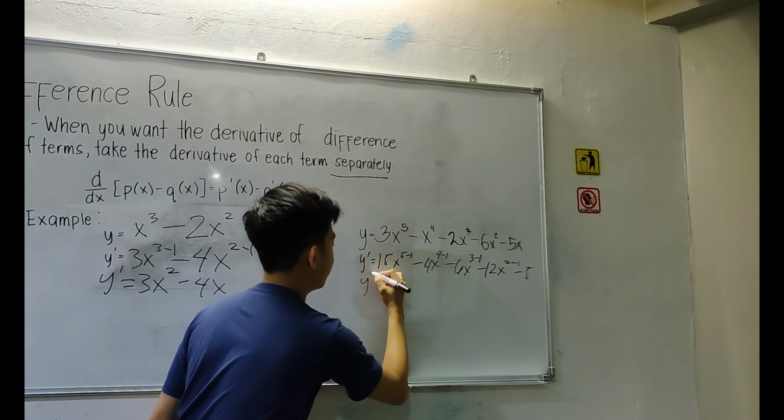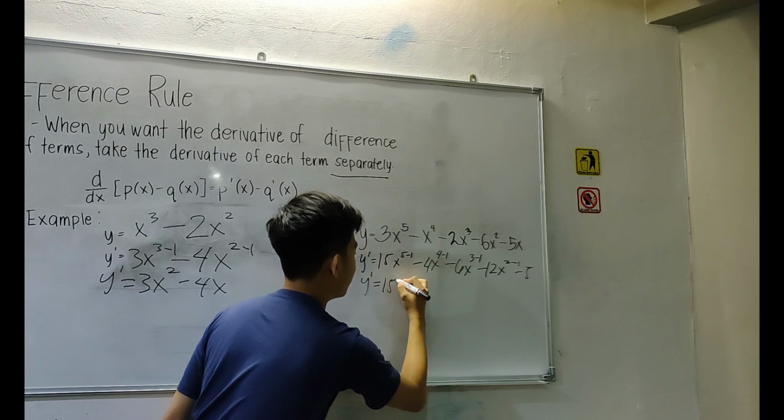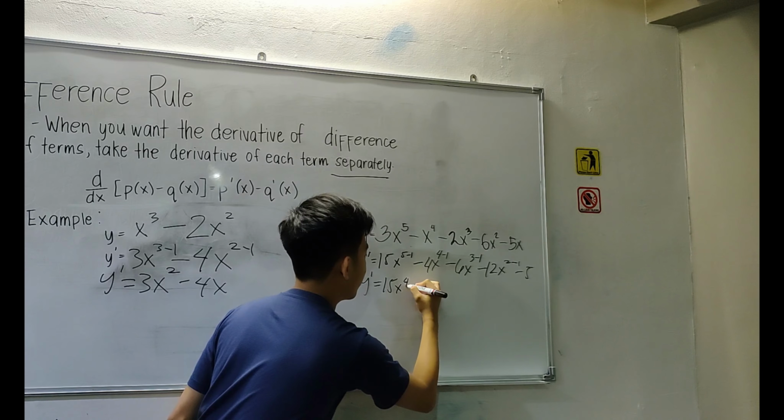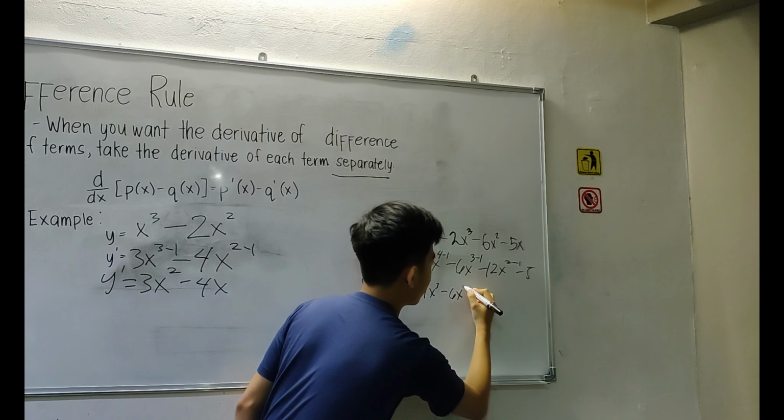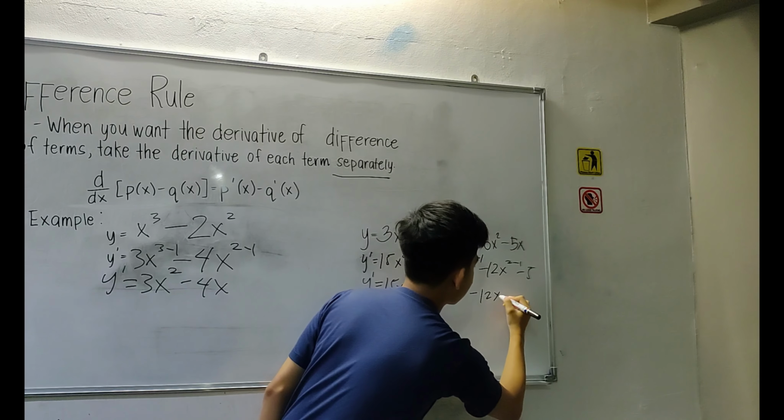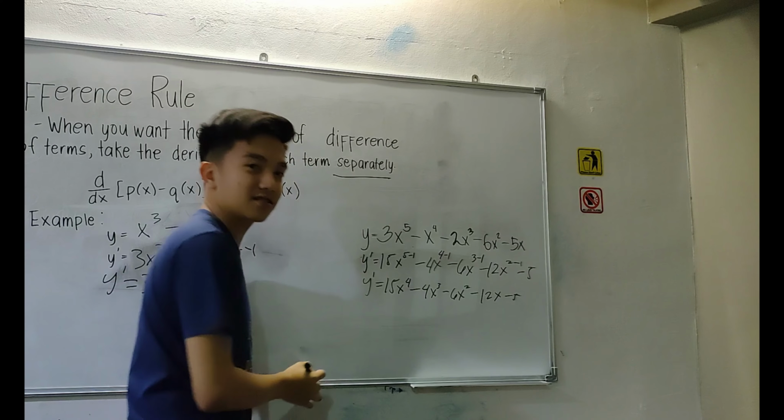Next step would be y prime is equal to 15x raised to the power of 4 minus 4x cubed minus 6x squared minus 12x minus 5. So this is the final answer.